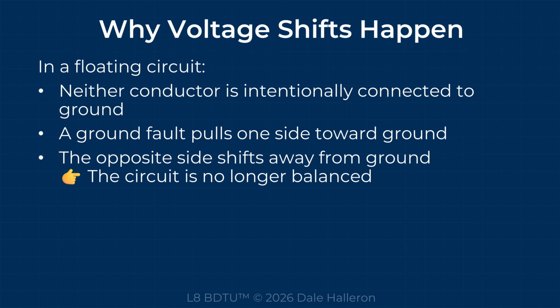Why voltage shift happens. In a floating circuit, neither conductor is intentionally connected to ground. A ground fault pulls one side towards ground. The opposite side shifts away from ground. The circuit is no longer balanced.